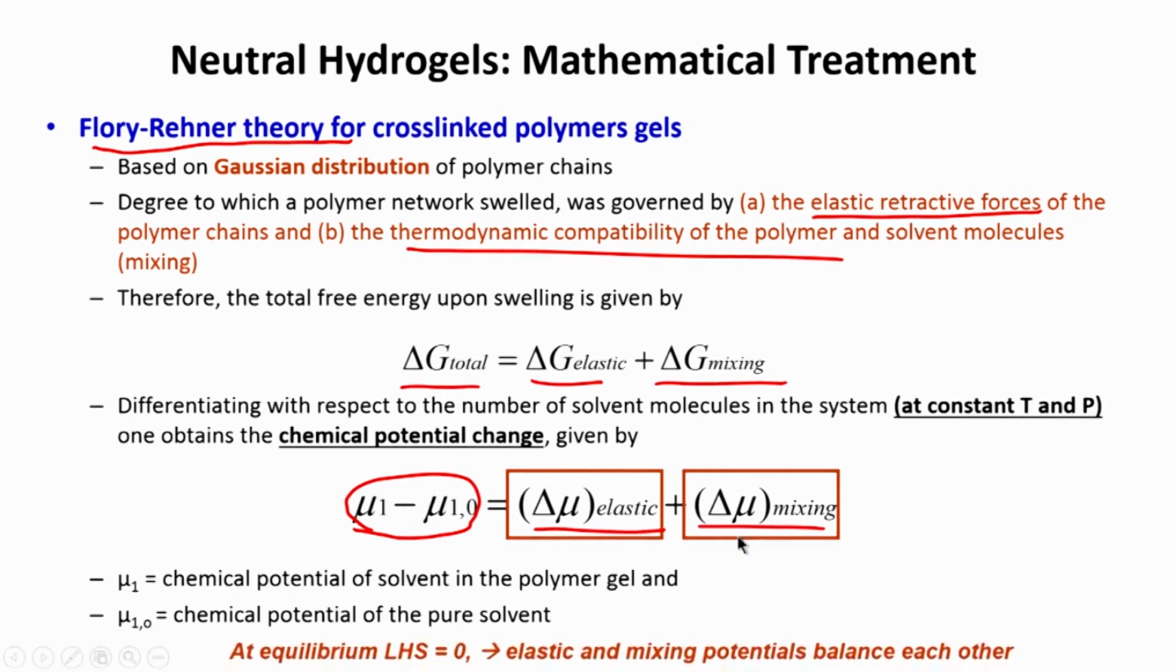But we know at equilibrium it will not really change its state. So, basically it would have attained already this balance between these two forces. So, we know that at equilibrium the left hand term, which is the change in the potential, will become 0. So, that means that then the elastic and the mixing chemical potential change will have to be equal, so that they balance each other out.